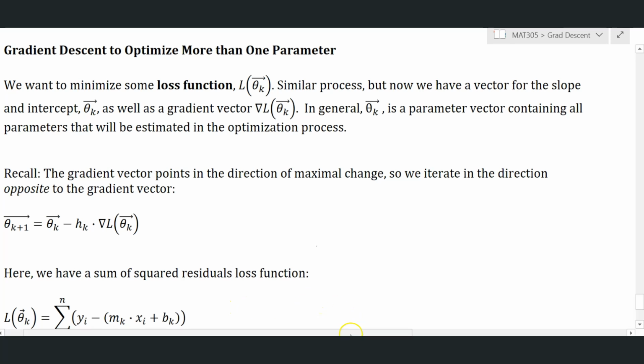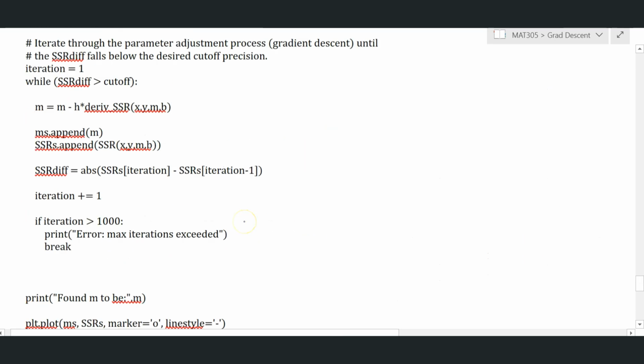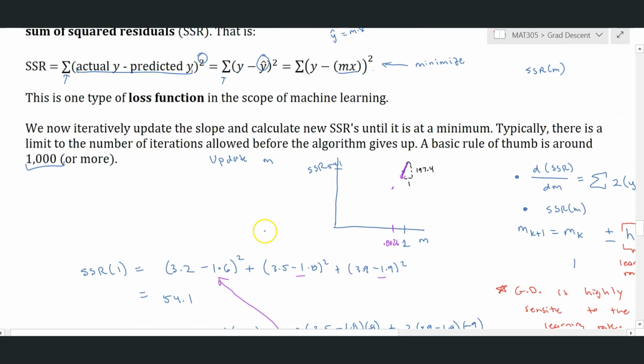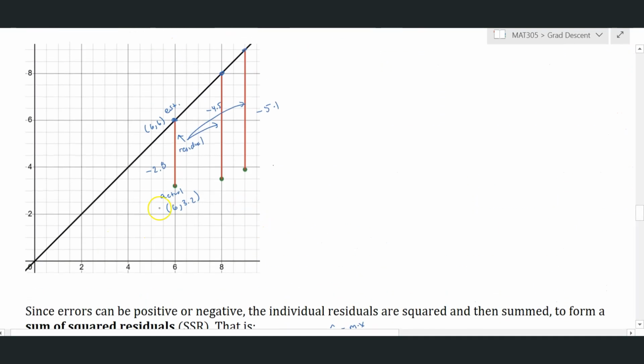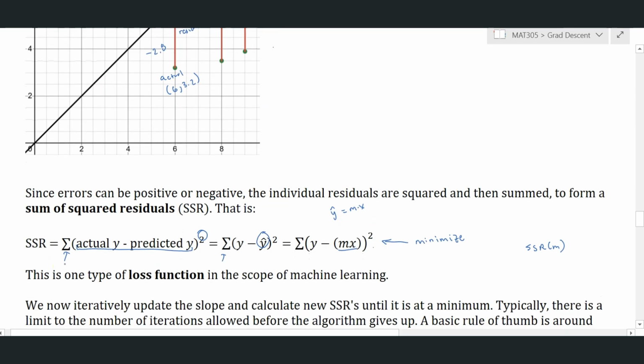We previously looked at gradient descent to optimize one parameter, specifically the slope of best fit for this data set, where we forced the intercept to be the point 0, 0. We really only did that so that we could optimize with one parameter, namely the slope, where we had b fixed to 0 in the equation y equals mx plus b.